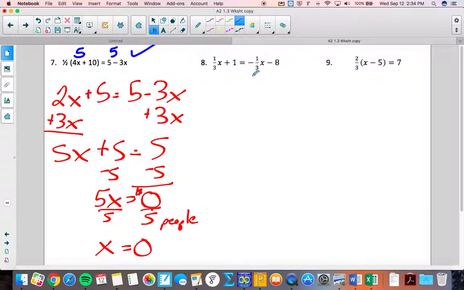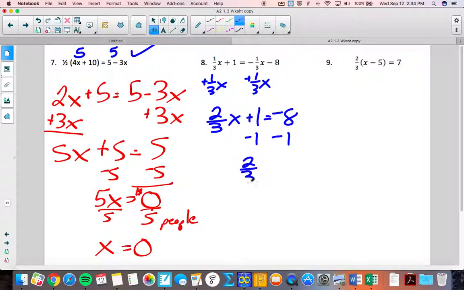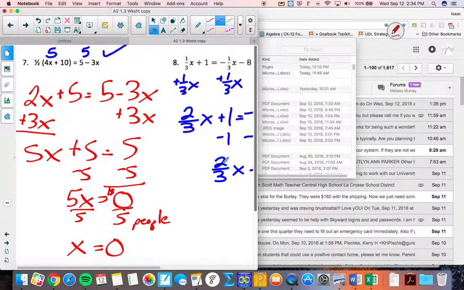No distribution here, no combining here, but I realize that I have x's on both sides, so I'm going to get rid of the -1/3 x by adding 1/3 x. 1/3 x plus 1/3 x is 2/3 of an x. And now I subtract 1, so I get 2/3 x equals -9. You undo multiplying by a fraction by multiplying.